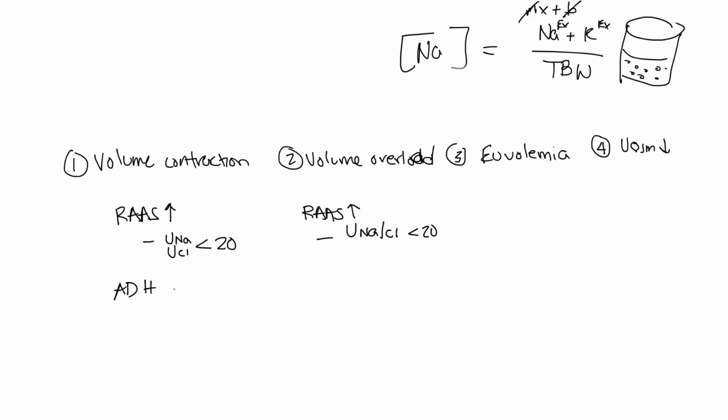Because while we're retaining water, as we talked about in both of these situations, our ADH is going to be high. What does that mean? Well, our urine osmoles are going to be greater than 200 in both of these situations. All right, our urine osms are going to be high in both of these states because our ADH is high. So how do we tell the difference?